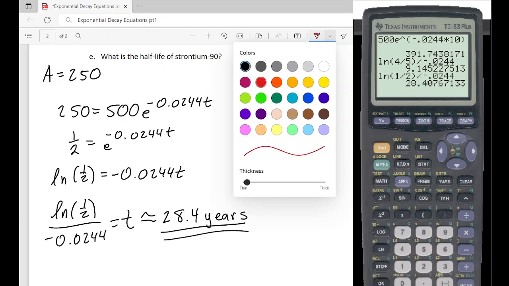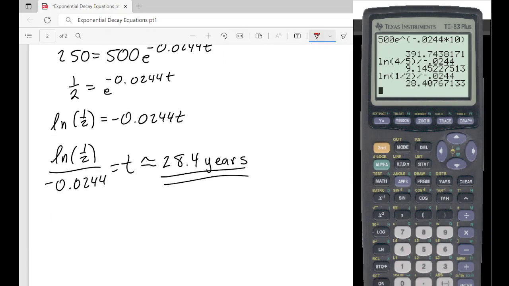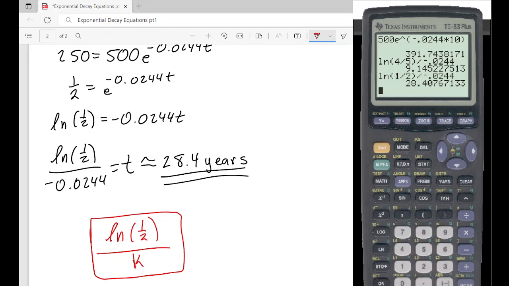Now there is a formula for half-life if you don't want to go through this whole process. The half-life formula is ln of 1/2 divided by k. So if you'd rather memorize that, you are more than welcome to. It will be the exact same answer.